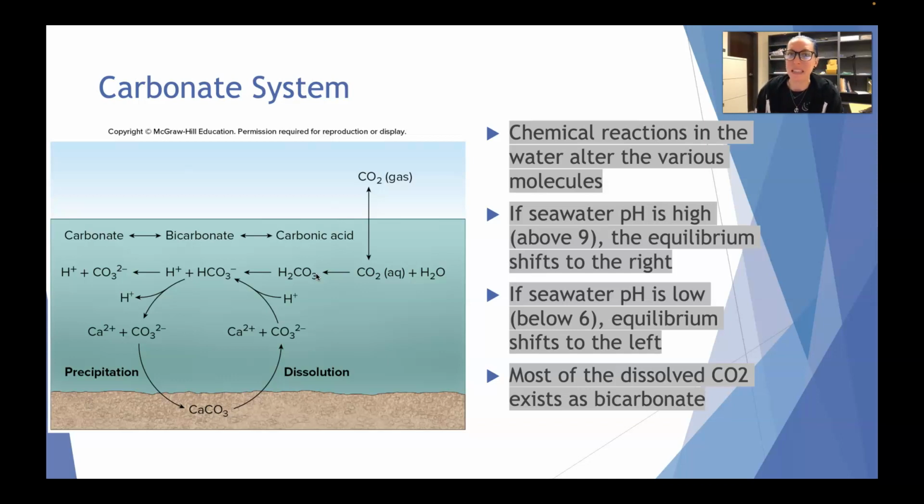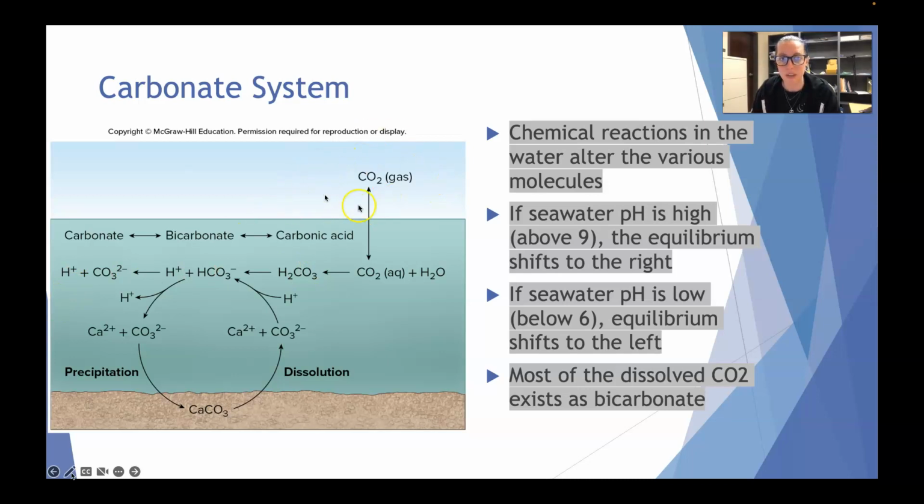So it can be not great for our shell-making critters that live in the oceans, like mussels, clams, oysters, cuttlefish, coral. Coral's a huge one. Sea stars, urchins, lobsters, anything that has a shell needs calcium. And so if you're taking the calcium away, you're completely changing the landscape and the biological makeup of these different animals. So where does that come into play for us? Why the heck should we care about all this?